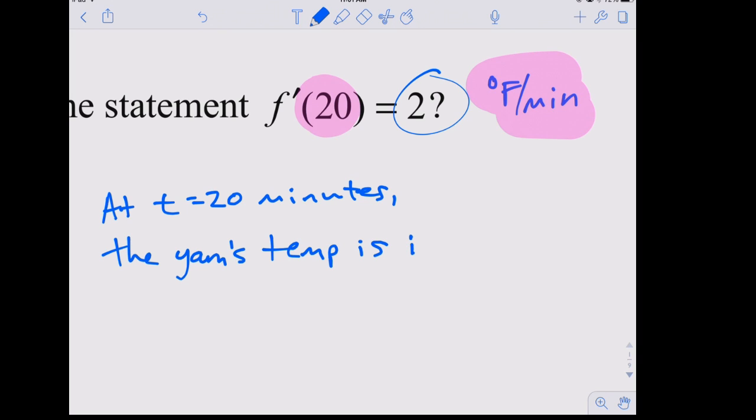The yam's temperature is increasing. You could say at a rate of, but that's a lot of words too. So just say by 2 degrees Fahrenheit. And usually in the sentence we write out the word per, P-E-R, not P-U-R-R-R-R, because that one's hard to stop. Per minute. Instead of just putting the slash diagonal. 2 degrees Fahrenheit per minute.